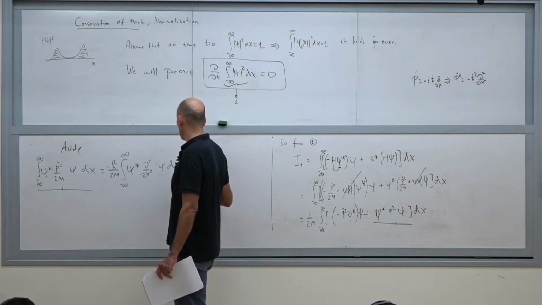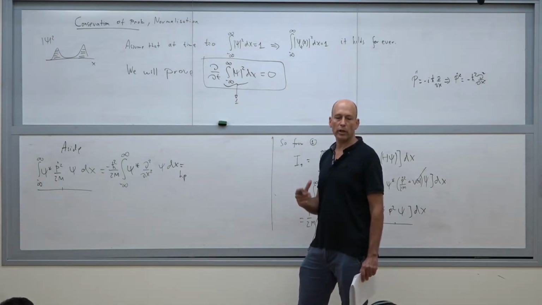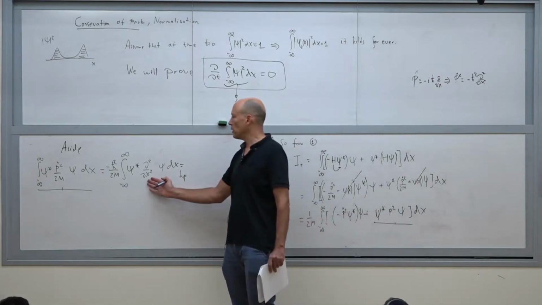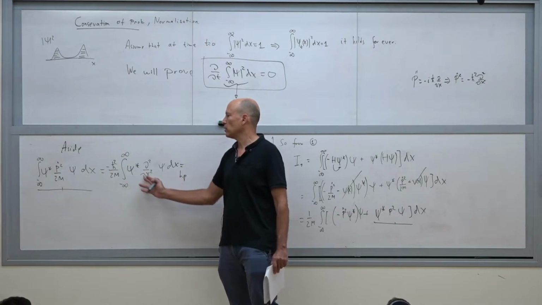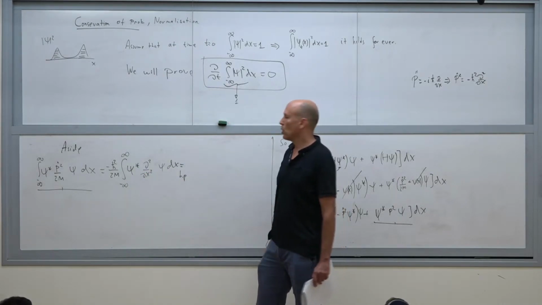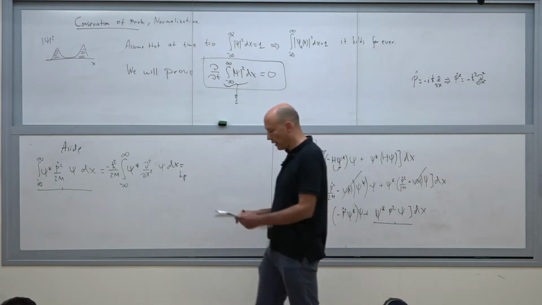Now I integrate by parts. The integration by parts contains two terms. One is that I can take this derivative and take it over here, essentially, and then I have the boundary terms. We're going to forget about the boundary terms, and soon I'll explain to you why.